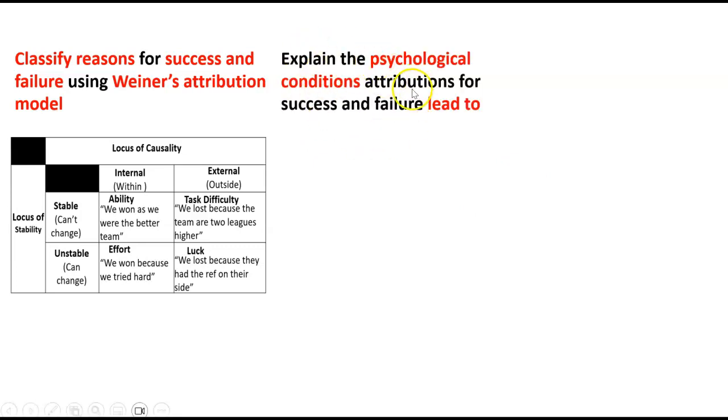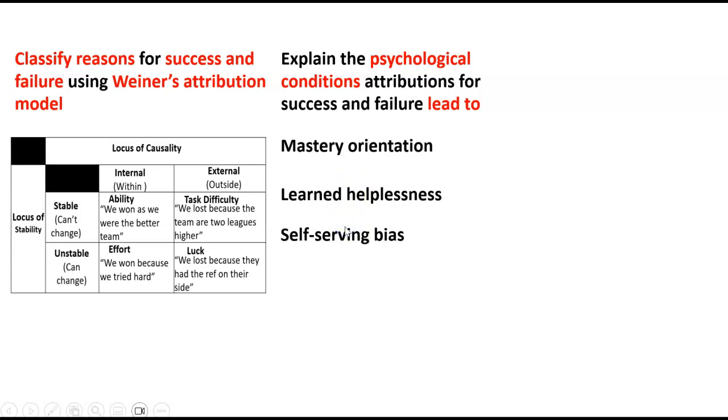So what we have to be able to do now is say, if we use some of these attributions, they can lead to the following psychological conditions. They can lead to mastery orientation, they can lead to something called learned helplessness, or they could lead to something called self-serving bias. Once we have an understanding of what these are, which we'll look at on the next slide, this will then allow us to analyze the impact of these attributions.